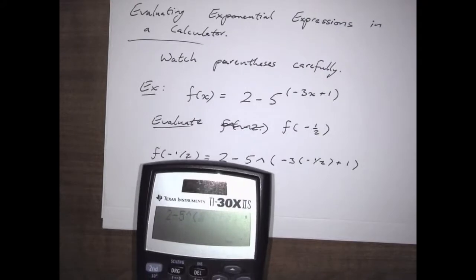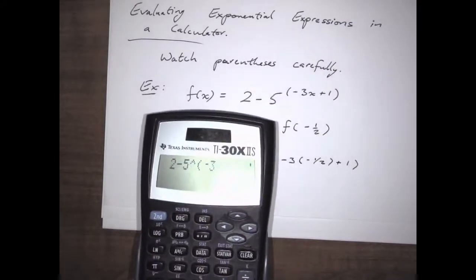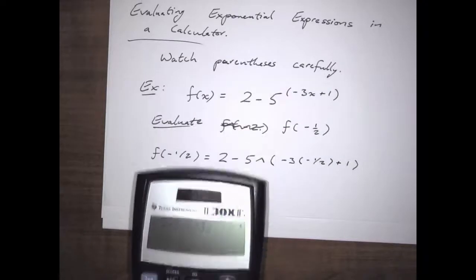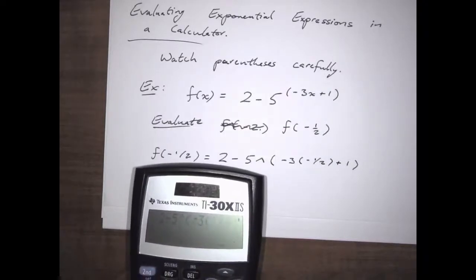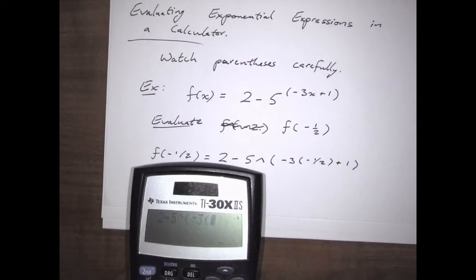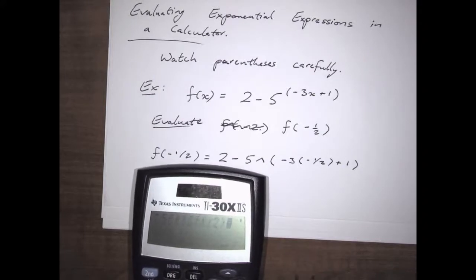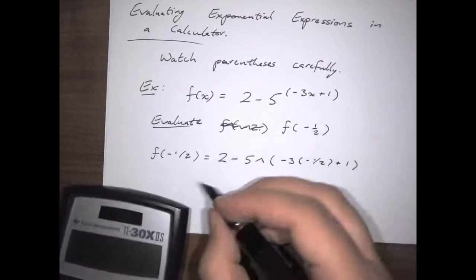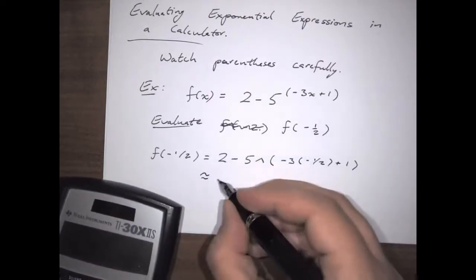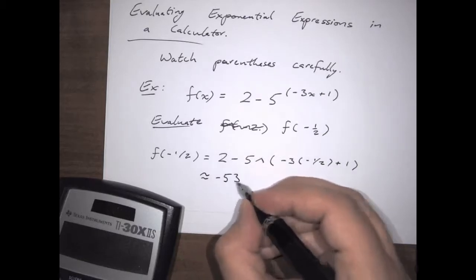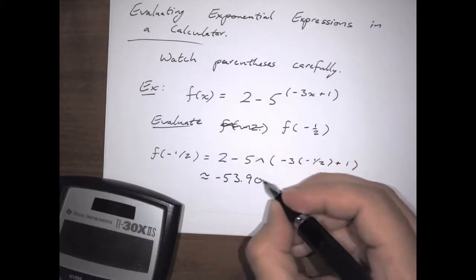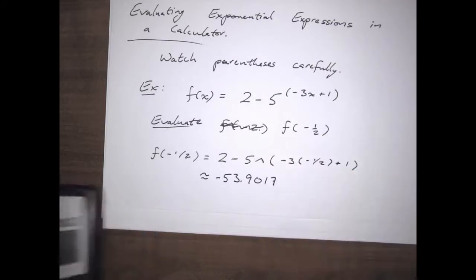So it's 5 to the power of negative 3. Make sure you use the proper negative button, not the subtraction button. So negative 3 times, and you can put in the times or leave it off on this. Some calculators, though, will be a little bit pickier about that. You'll have to know your own device. Plus 1, parenthesis, and you get the number approximately negative 53.9017, rounding it to 4 decimal places, which is what your book does throughout most of this section, except for the money problems.